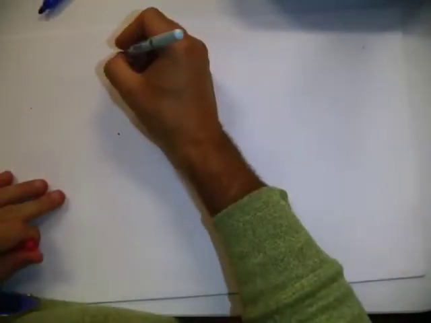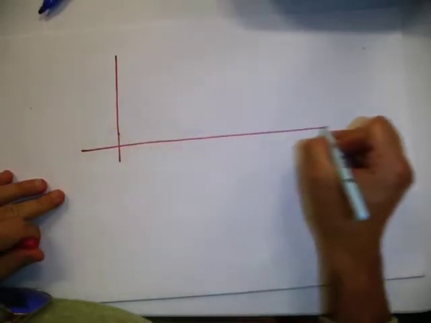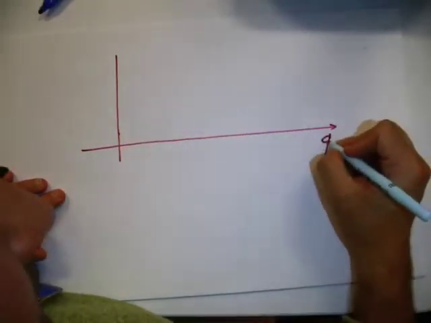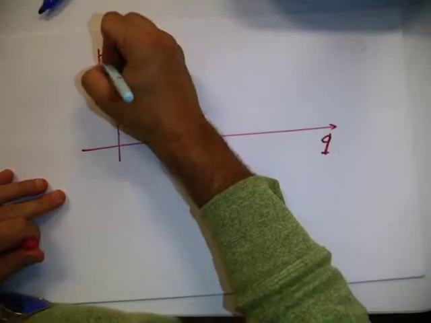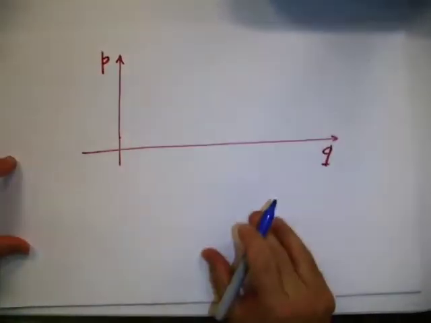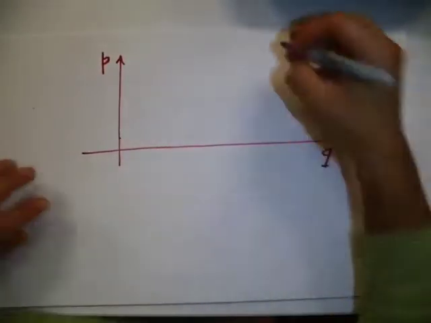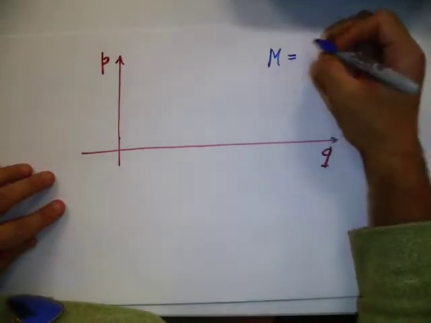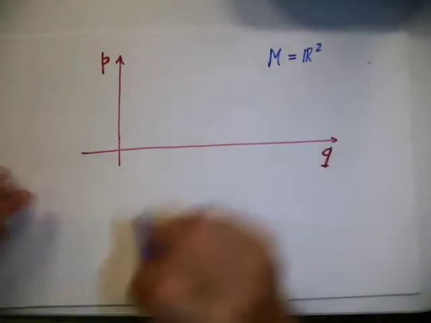And what does it mean physically? Here we have the space given by Q and P. Okay? So we have a manifold M, which in our case is R2.